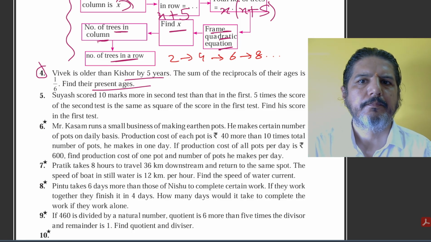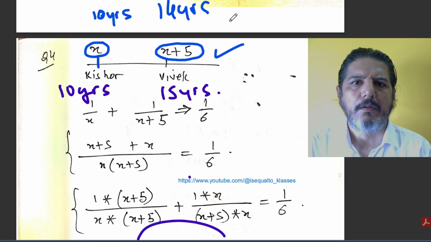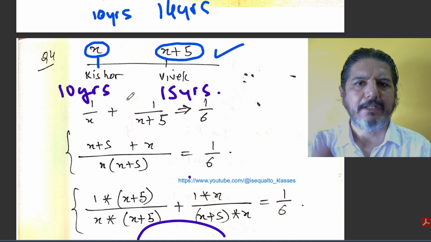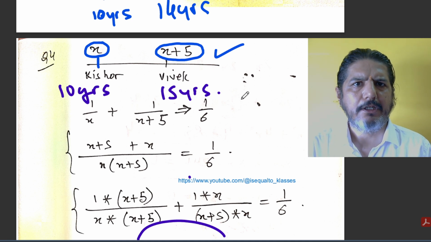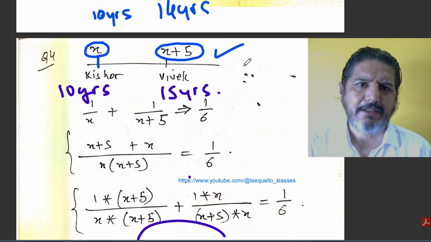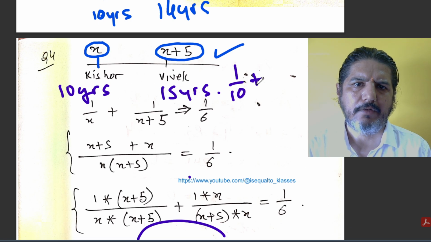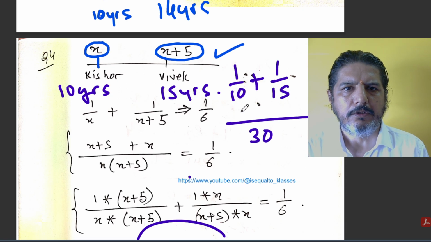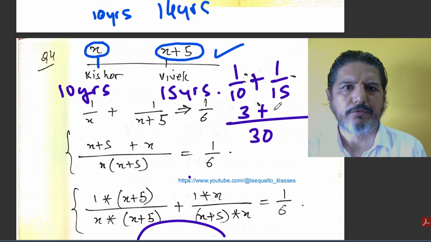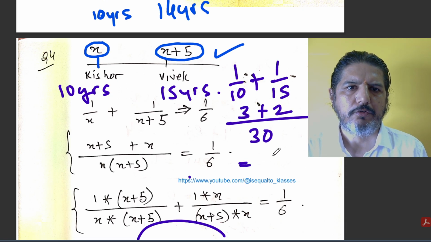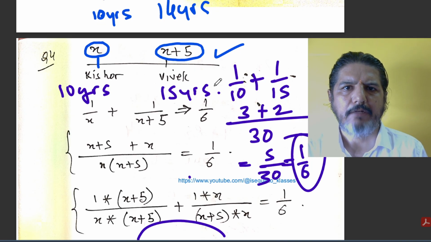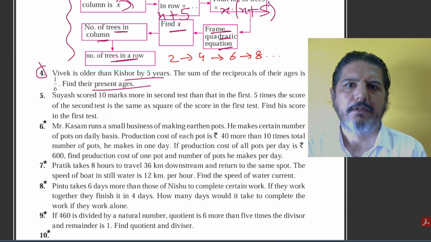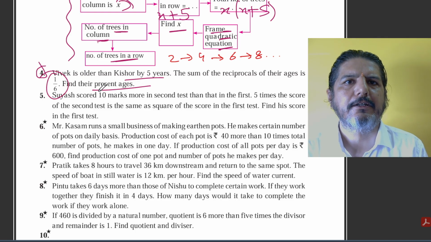So our answer would be age of Kishore is 10, age of Vivek is 15, and we can verify this answer. Let's take the reciprocal 1 upon 10 plus 1 upon 15. So the LCM is 30. So 10 3s are 15 2s are. So this is 5 upon 30 and this is equal to 1 by 6. And 1 by 6 is the correct answer.